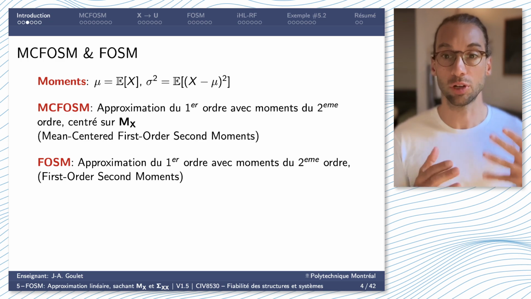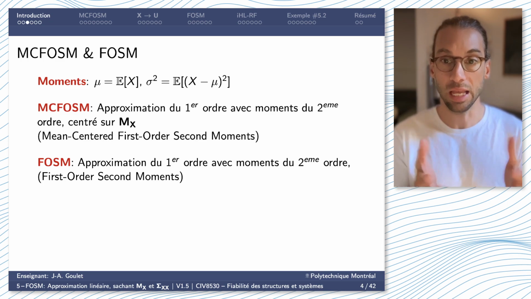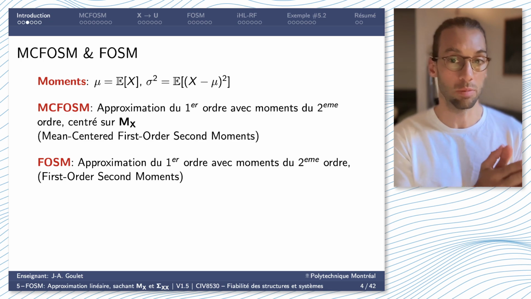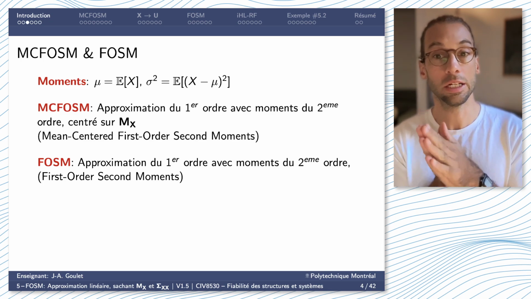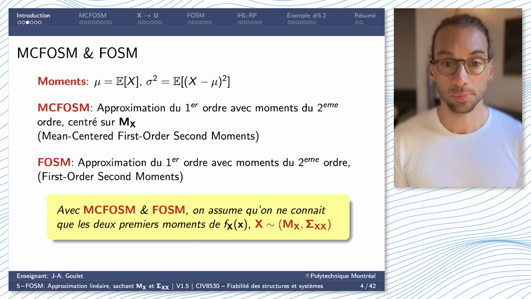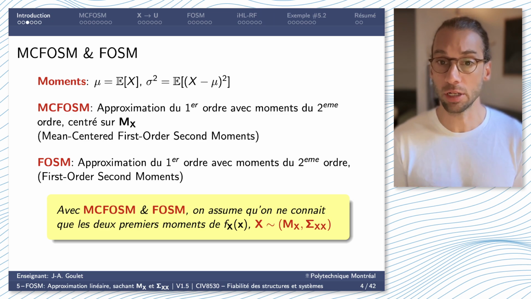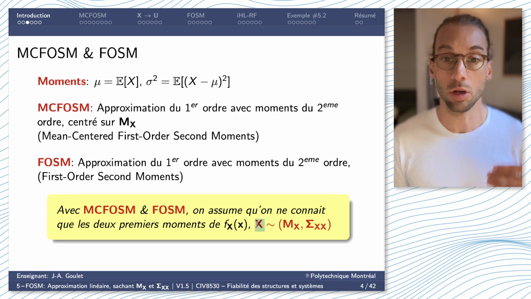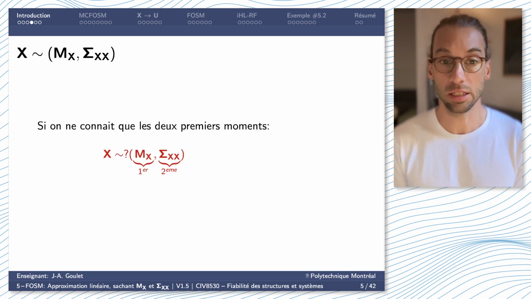With FOSM, which we're going to see next, it's basically the same first-order approximation knowing the second moment, but this time our linear first-order approximation is not going to be centered on the mean. It's going to be centered on what we're going to see is our design point. But for both methods, what is common is that what is assumed to be known at the beginning is the mean vector describing my random vector x. We're not necessarily going to be able to use some arbitrary marginal distribution. We're just going to assume we know the mean vector and covariance describing this vector.